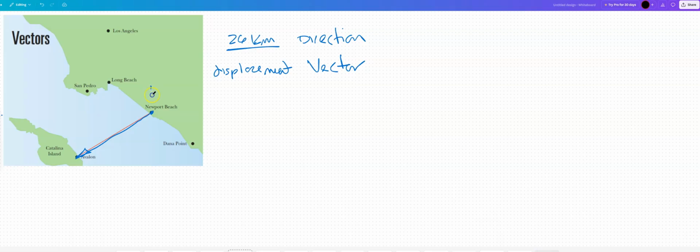So let's say what you will do is you take a protractor and then you measure the angle. And then whatever angle this gives you, let's say this is the x-axis, this is the y-axis, we can see this is 90, 180, let's say it's 210 degrees. So you will say my displacement, my change in position, which the book calls delta r, will be 26 kilometers at an angle of 210 degrees.